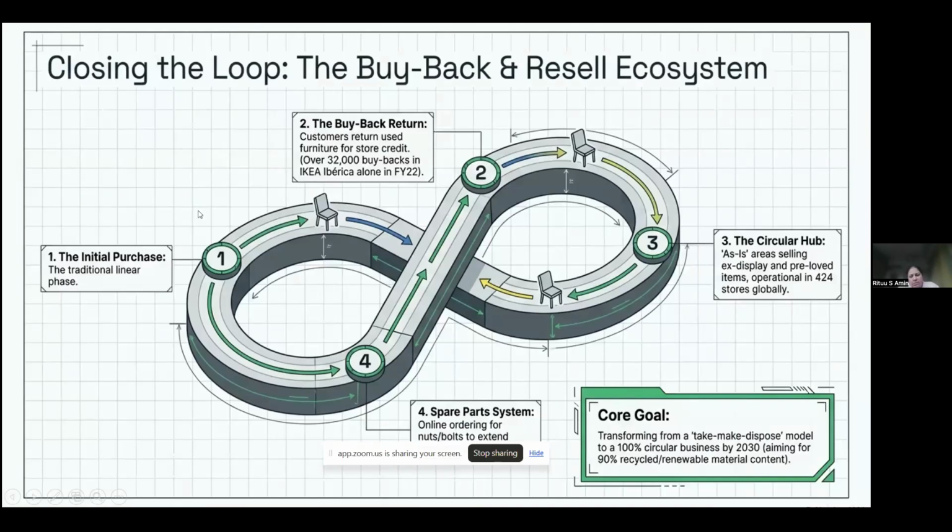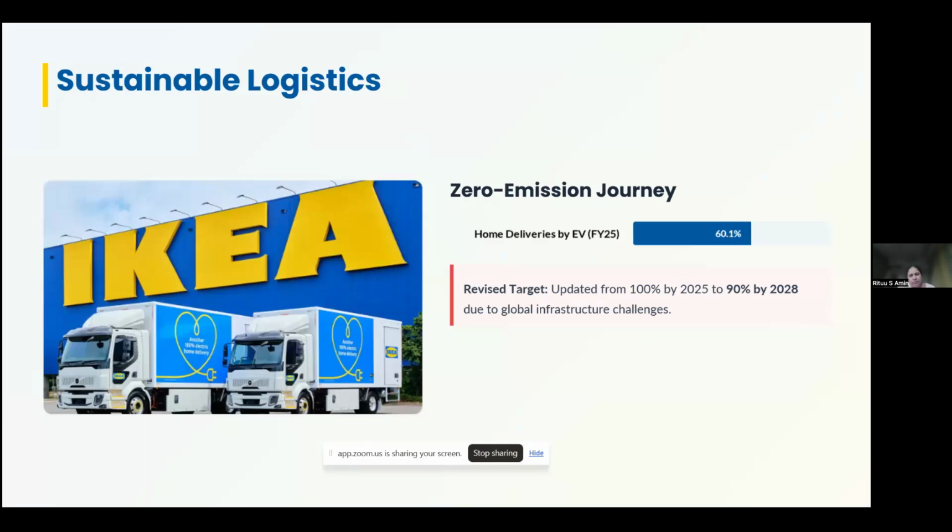So this diagram shows the loop where you initially purchase the furniture, you have the buyback policy, and even from there, you can still give it to the store where it can be sold again. The spare parts are available, so if the spare parts are easily available, you'll probably use it for some more time rather than discarding it straight away. The zero emission strategy, they have updated from 100% by 2025 to 90% by 2028 due to global infrastructure challenges.